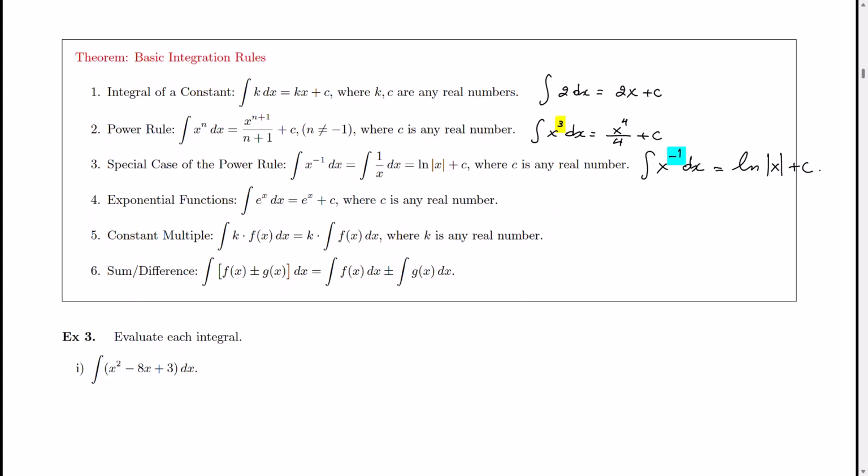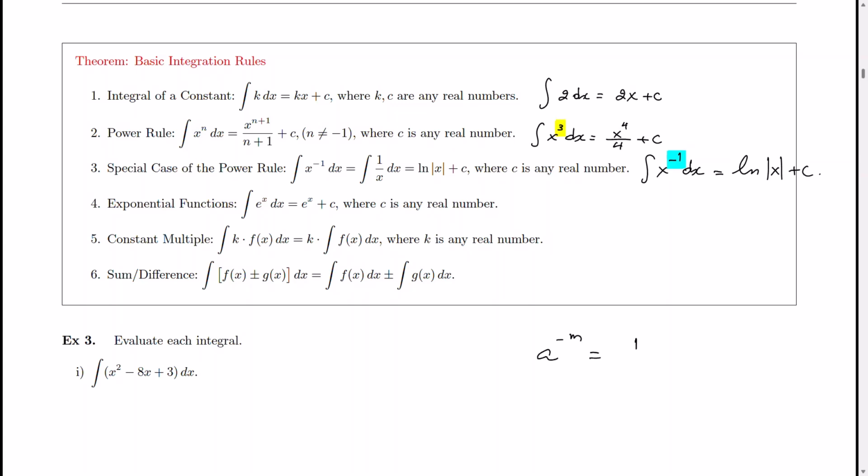And by the way, sometimes instead of writing x to the -1, you'll see 1 over x written down. This is the same expression. Remember the rule from exponent world. It says if you have a negative in the power, it just means that the quantity wants to be on the denominator. So if I have a -1, that means I have 1 over a to the power of 1, or just simply 1 over a. So that's why sometimes you'll see x to the -1 or 1 over x. So regardless, this rule applies, and it will give us just simply ln of the absolute value of x.